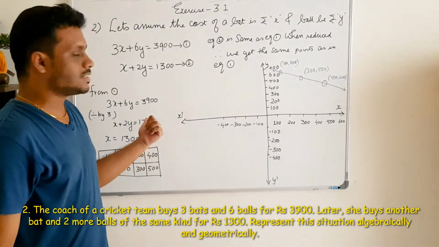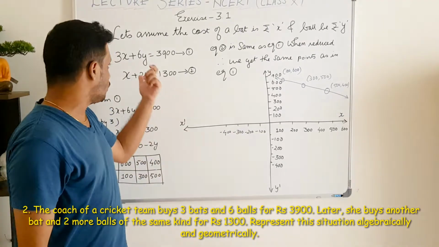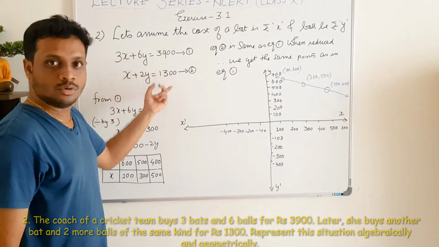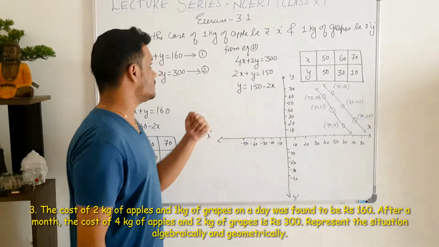So this is also an example of infinitely many solutions, because here a1 by a2 will be equal to b1 by b2, which will be equal to c1 by c2. This is the third and the last question of the first exercise.